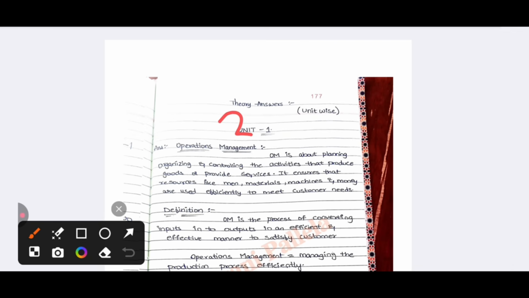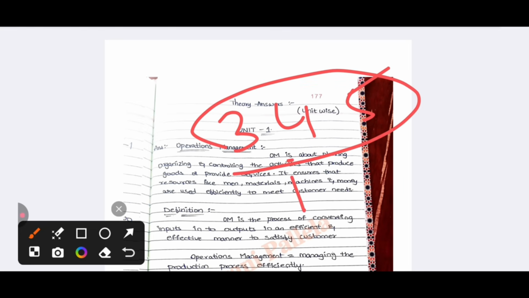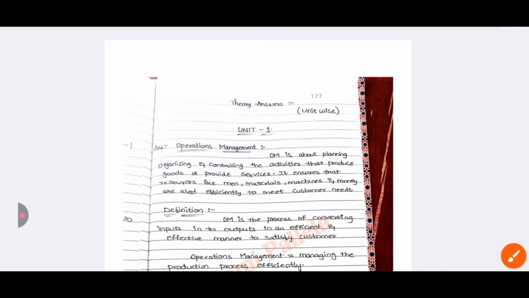See, even though it is a problematic subject, in the third, fourth and fifth units you have problems also. But they will give one theory and one problematic. First and second unit are theory only. Third, fourth and fifth have one theory and one problematic compulsory. So theory has equal preference. You need to give 80% preference to the theory itself in operations management.